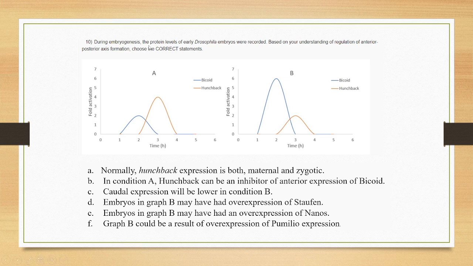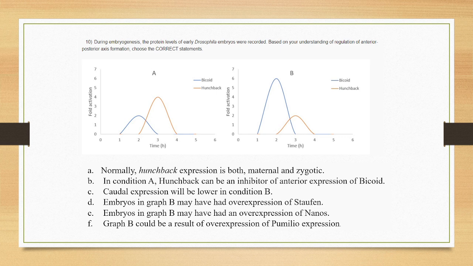The question says, during embryogenesis, the protein levels of early Drosophila embryos were recorded. So these are the protein levels. Based on your understanding of regulation of anterior posterior axis formation, choose the correct statement. What are the statements? Normally, hunchback expression is both maternal and zygotic. In condition A, hunchback can be an inhibitor of anterior expression of bicoid.